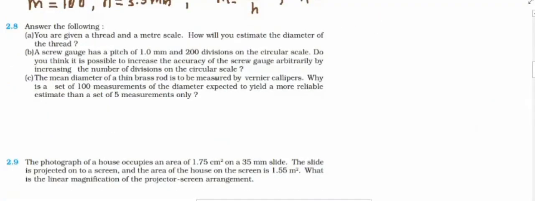Question 8. Answer the following. You are given a thread and a meter scale. How will you estimate the diameter of the thread? It's not possible to estimate the diameter of the thread directly using a meter scale, because a meter scale has millimeter markings and centimeter markings. But the question is, is there any possibility of doing so? So we can think about a method like this. We can have the centimeter scale.